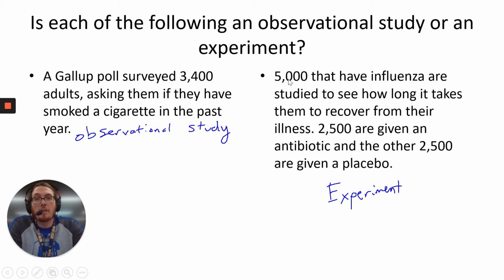The second one, 5,000 people that have the flu are studied to see how long they recover. 2,500 are given an antibiotic. 2,500 are given some type of placebo or just nothing. Okay, that's an experiment because you're comparing the one group to the other and then seeing the difference in between them.